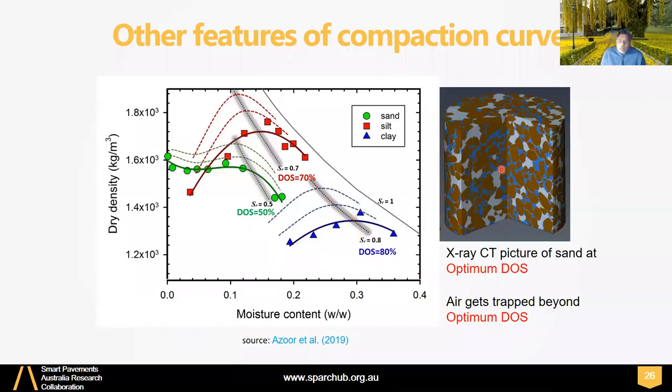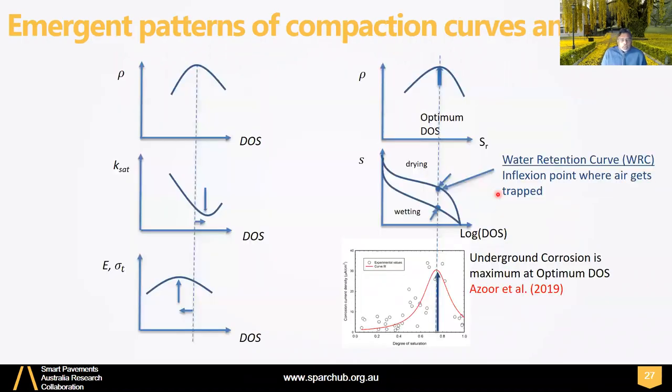This is an X-ray tomography picture we have developed to illustrate that how air and water get trapped in the optimum level. So gray is solid, blue is water, air is gray or white, right? So you can see they are trapped, and when you load it, air and water pressure both develop.